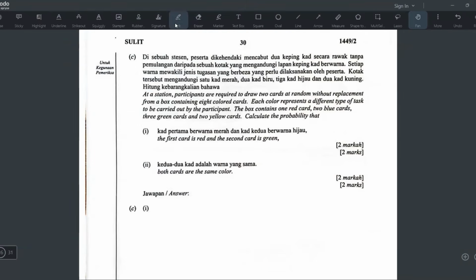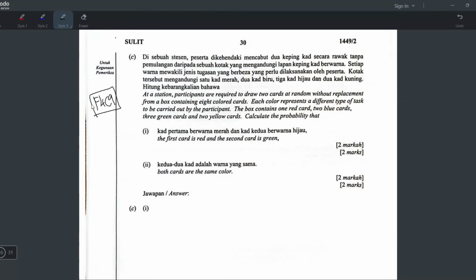Okay, now for C. This is the probability question from chapter 9. Kebarangkalian. At a station, participants are required to draw 2 cards at random without replacement from a box containing 8 colored cards. So let's imagine this. There's 8 cards and participants draw 2 cards. Without replacement means, let's say in here there are 8 cards. I will go there and remove 1 card. And after I remove 1 card, I never place it back in the box. That's what it means by without replacement.